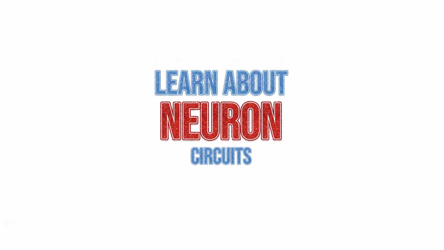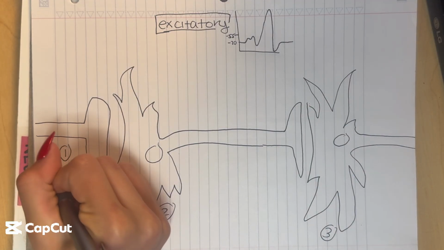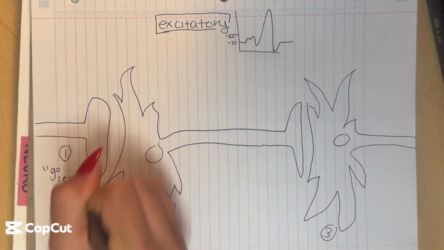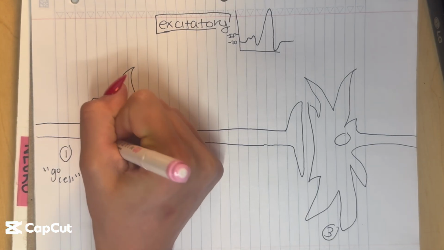Okay, so today we're going to be talking about two neuron circuits. The first one we're going to be talking about is the excitatory circuit. In the excitatory circuit, we're going to start with this first cell. We're going to call it the Go cell. The first cell in both of these circuits is going to be called the Go cell.